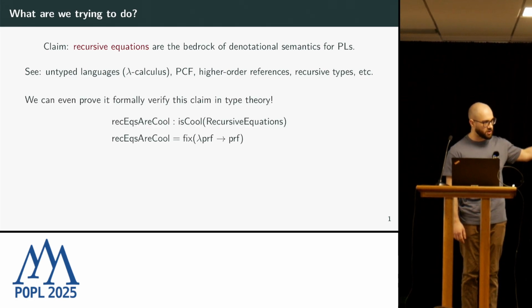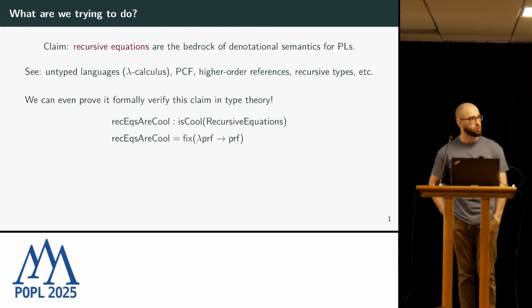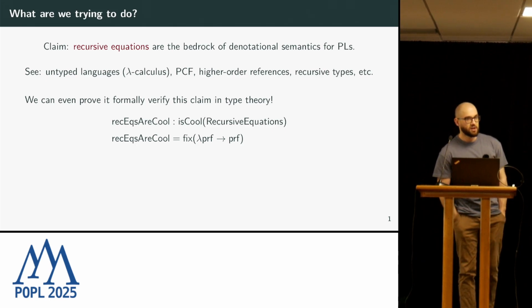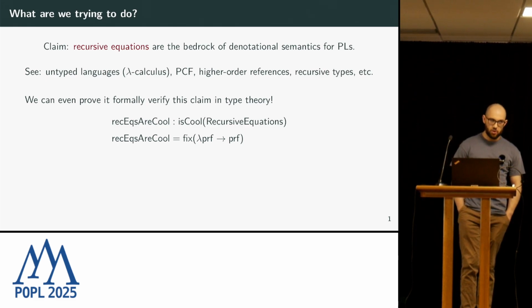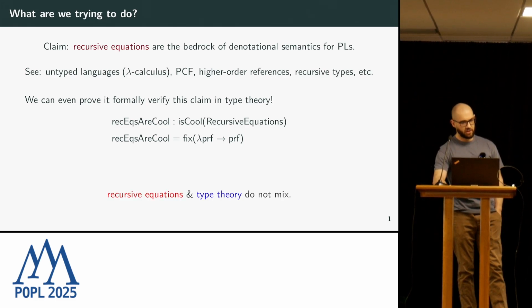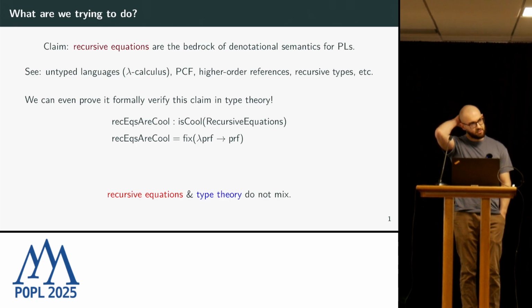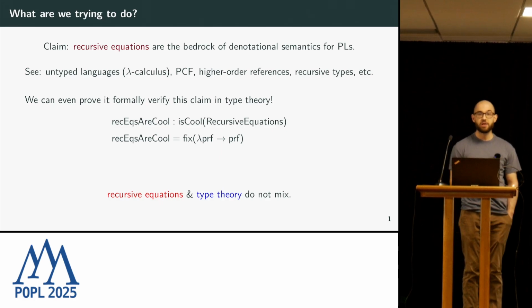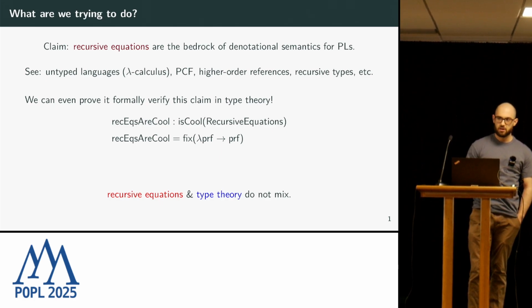Yes, so here is my very short formalized proof that recursive equations are quite useful. But unfortunately, this mostly just leads to the conclusion that recursive equations and dependent type theory are fundamentally in tension. They're simply unsound if we add them naively. But this is irritating because we do want to use recursive equations when modeling things.